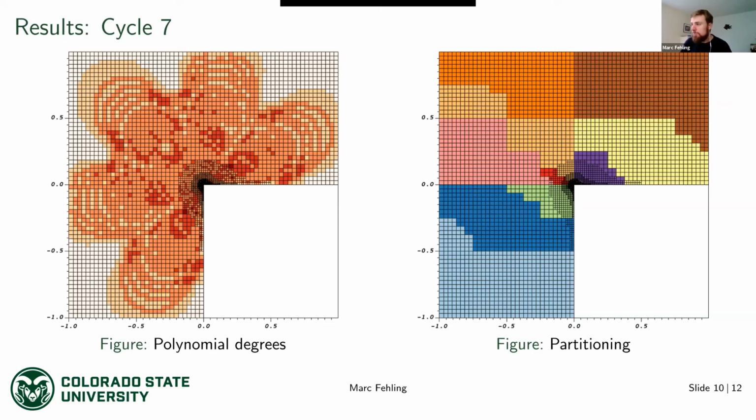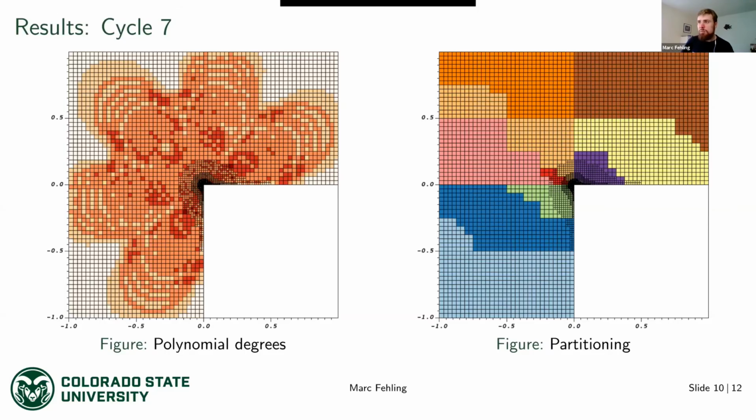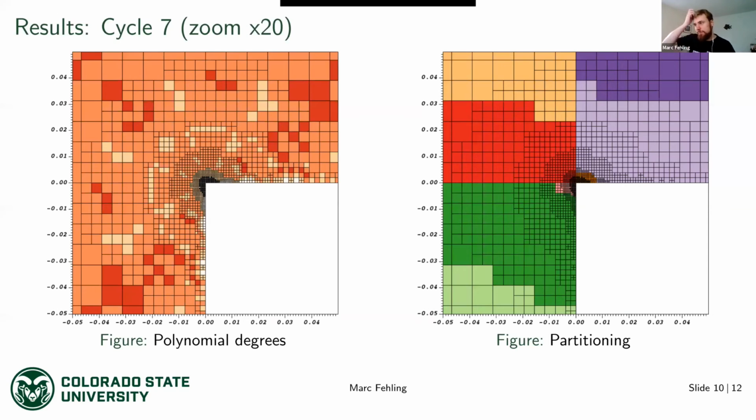So just to make my point that we really do h-refinement near the center, if we go one slide further, it basically zooms into that section here, and you really see that we just do h-refinement near the origin and nowhere else. So that's good.